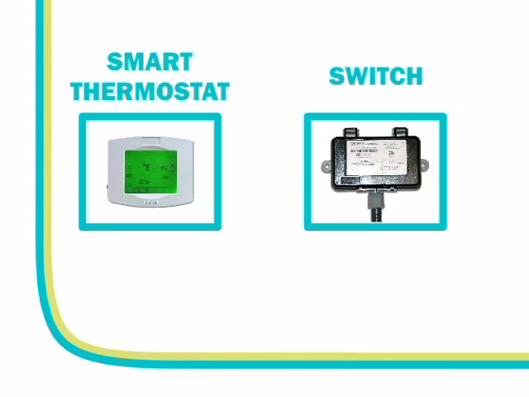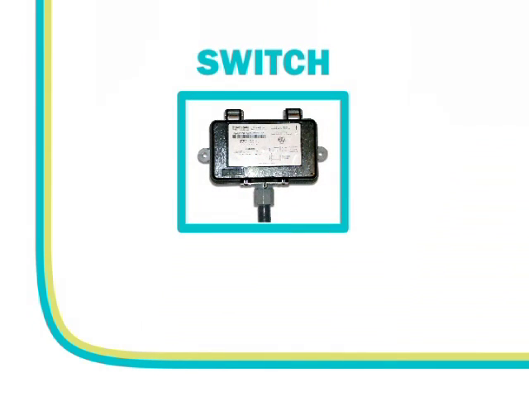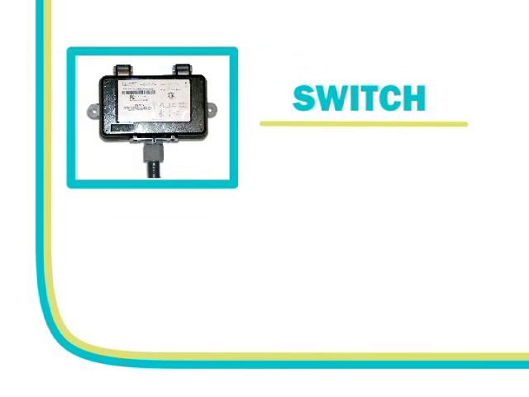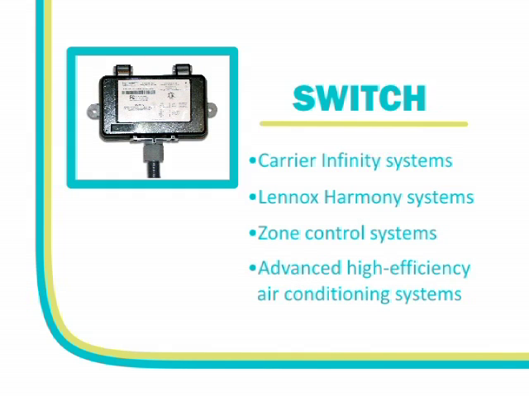Not all customer buildings or systems are compatible with the smart thermostat. However, a switch may be installed to allow the customer to participate in the program. Here are a few scenarios where a customer may not be able to receive a smart thermostat, but may be able to receive a switch: Carrier Infinity systems, Lennox Harmony systems, zone control systems, advanced high-efficiency air conditioning systems with communicating thermostats. Some situations, however, may not allow you to install a smart thermostat or a switch.